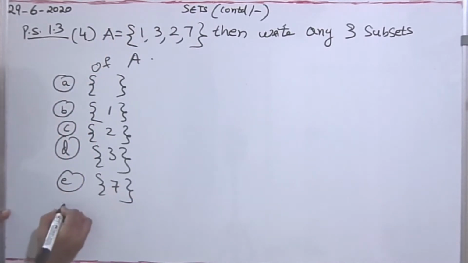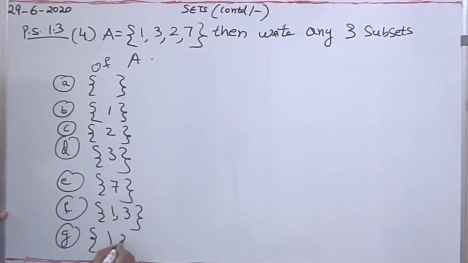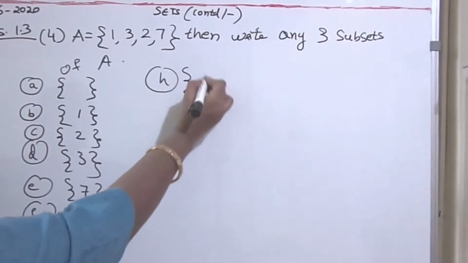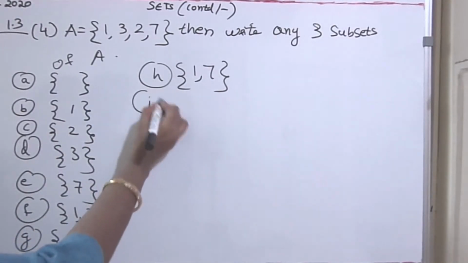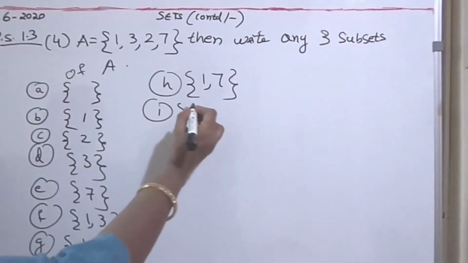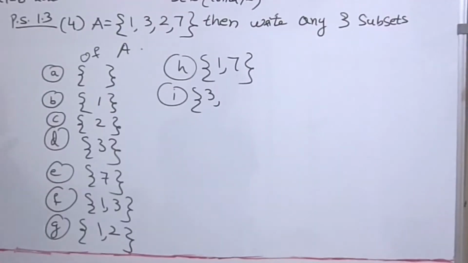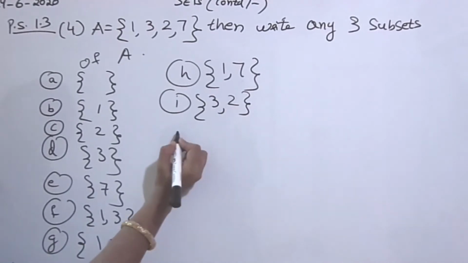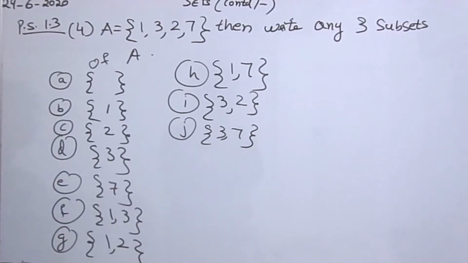Now let me consider two elements. First I'll keep 1 fixed, 1, 3. Next with 1, I can take the next element 2. Then I can take with 1, 7. Then the next subset, I will fix 3. I can take 3, 1, but 3, 1 is already written here. So we don't have to write 3, 1. 3, 2 we can write. Next, 3, 7. So we have considered all with 3.